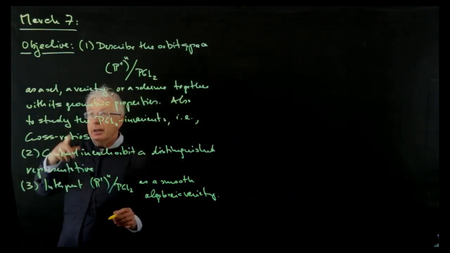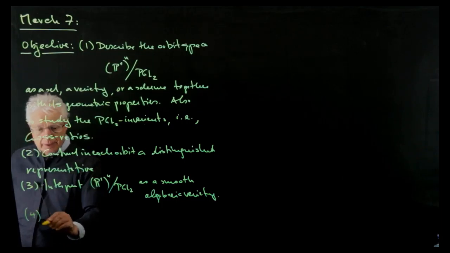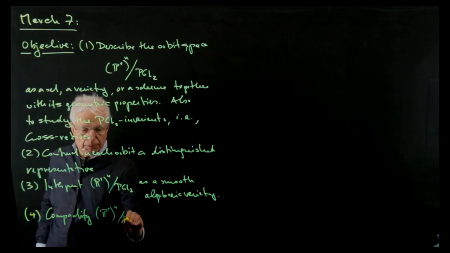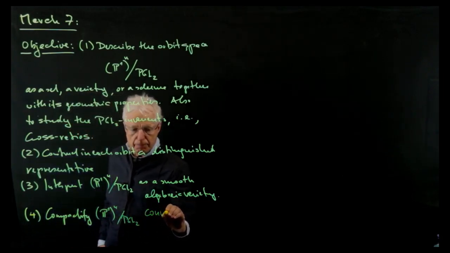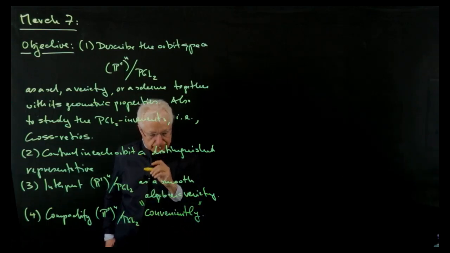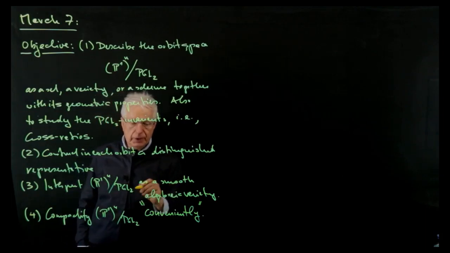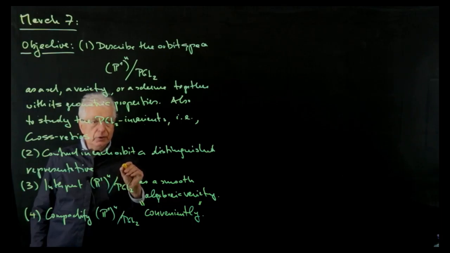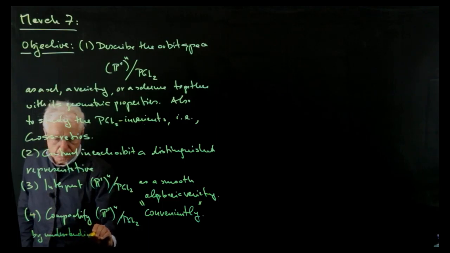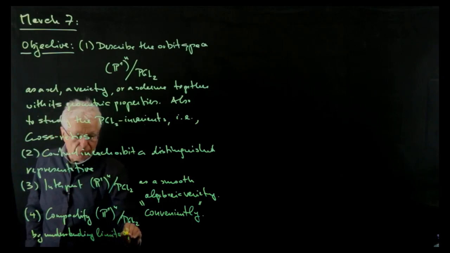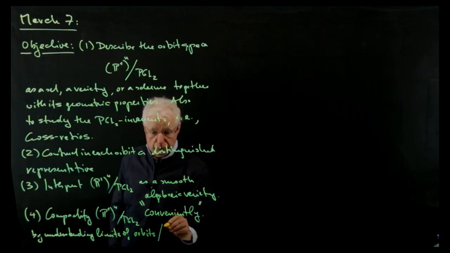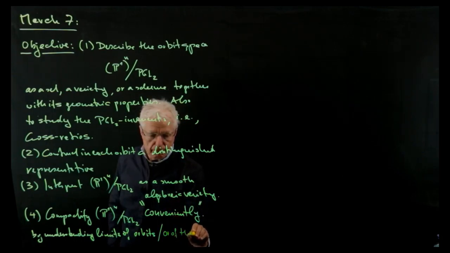So this step will be easy, but the next step is to compactify P1^n modulo PGL2 conveniently. Of course, conveniently is an ambiguous word, but it corresponds, and this was a whole series of lessons we had, to understanding limits: by understanding limits of orbits, or if you want, limits of the representatives of the orbits.